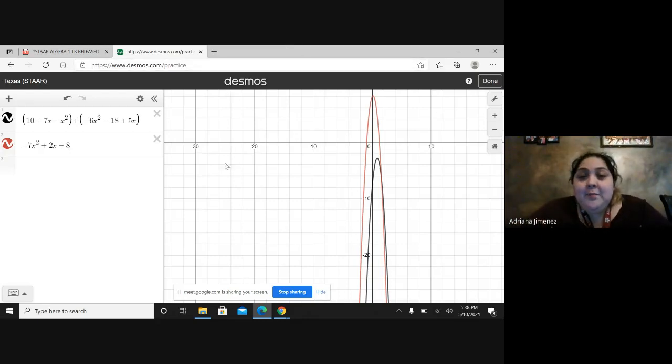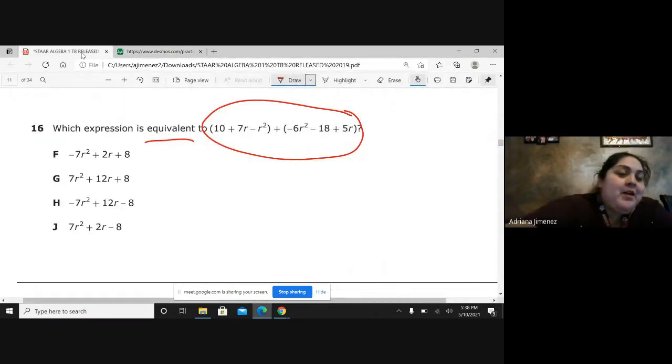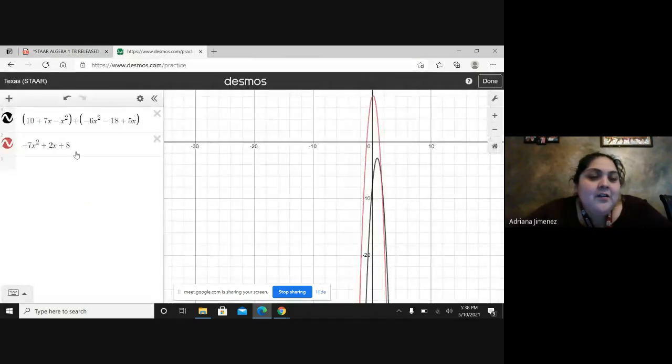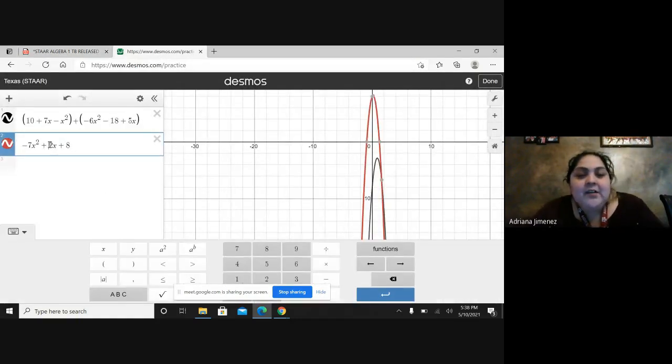All right, so this one doesn't match, but we do know that it's going in the same direction because that black line is going down. So we know that we need to have a negative 7 in the front. That helped us out, because I'm going to cross out the ones that are positive. And I would change what this says. This one has plus 12r and then minus 8. So we're going to change this to plus 12x and then minus 8. Now it matches up. So that's my answer.